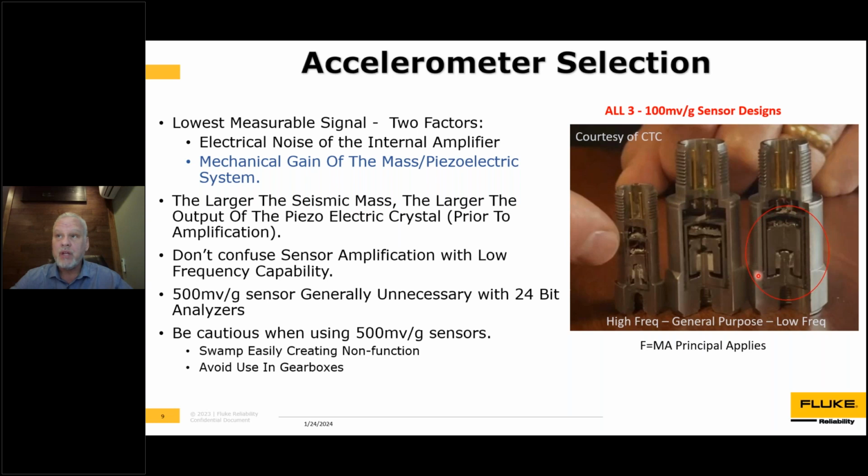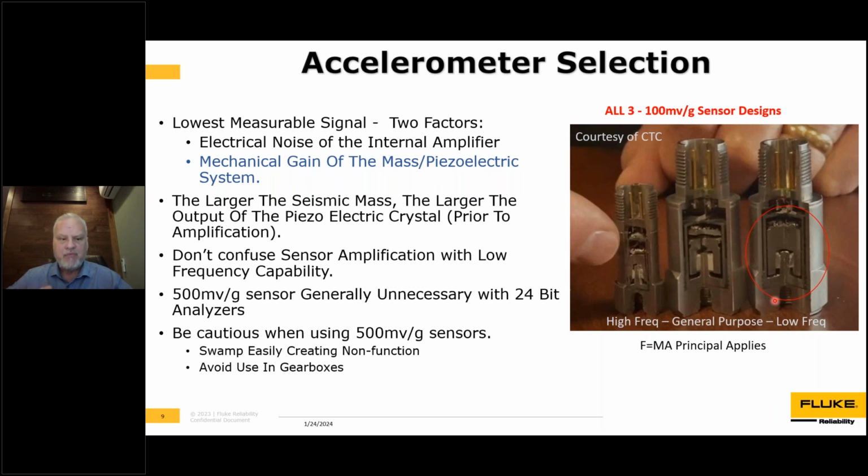The one on the right with the large seismic mass gives us a mechanical amplification of that signal before it ever goes into the amplifier. So that is really the right answer. This is typically the sensor that we use or recommend, or a variant of this, for low speed applications with online systems. The two factors that really affect low frequency are the electrical noise of the internal amplifier, which has definitely been improving over the years but is a fairly fixed amount, and that mechanical gain. How big that mass is really helps you improve the signal before it ever hits the amplifier.